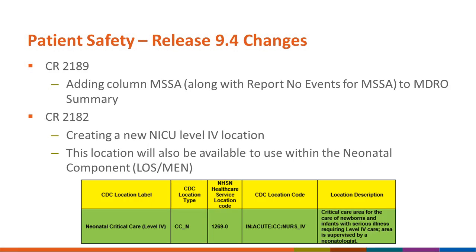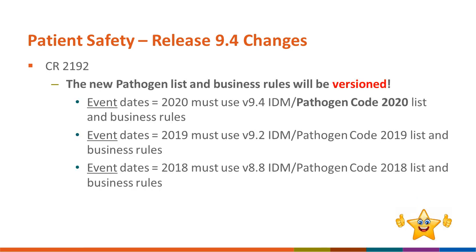CR 2189 will now add a new column, MSSA, along with report no events for MSSA to MDRO summary. CR 2182 is adding NICU 5 as a new location, and this location will also be available for the new neonatal component. CR 2192 is for our annual pathogen codes update. Please be sure to use the correct pathogen list as listed here, and note that the pathogen lists are now versioned. We have additional columns listed that are highlighted in green.